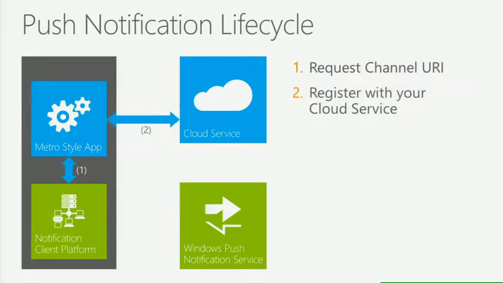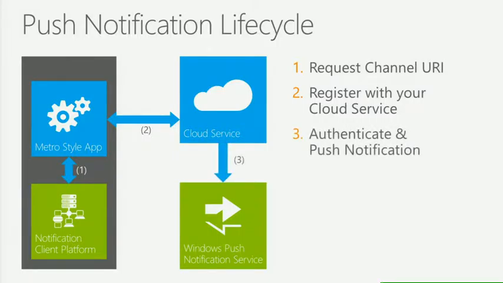Next thing we do is we take that channel and we register that with our cloud service. If we were building a weather application, perhaps our cloud service is monitoring some weather APIs to determine when the weather's changed, and then it pulls out that channel we've just stored. And of course, it then composes a notification to send. But to do that, it's a two-step process. You need to authenticate against WNS, and then you need to push the actual notification payload to WNS, which is the Windows Push Notification Service.